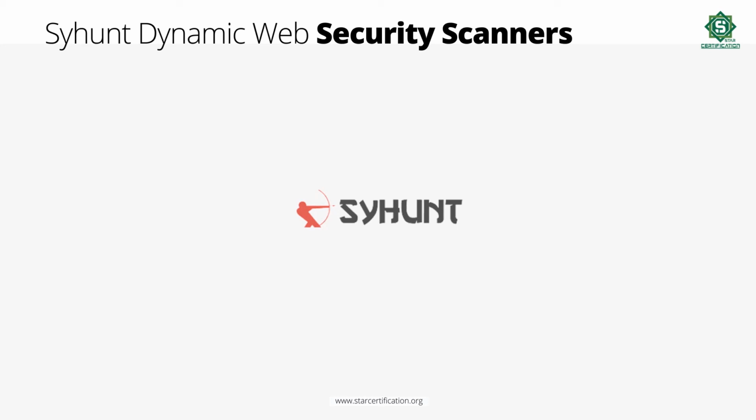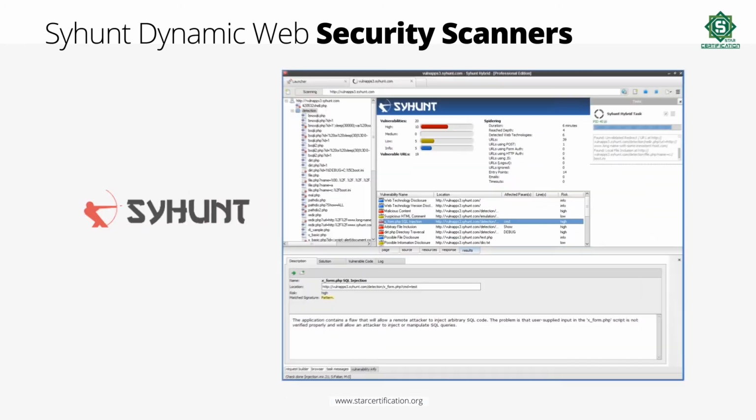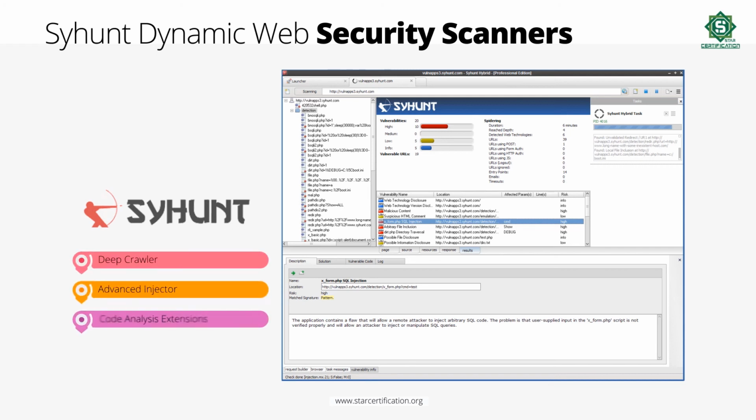SciHunt Dynamic. Let us have a look at the functions of the tool in detail. SciHunt Dynamic tool helps to fix security vulnerabilities with minimal effort. With incredible features, the tool is easy and simple to understand and manage. Just type the URL and press Enter for all required information. It includes Deep Crawler, Advanced Injector, Code Analysis Extensions, and can scan any kind of web environment.